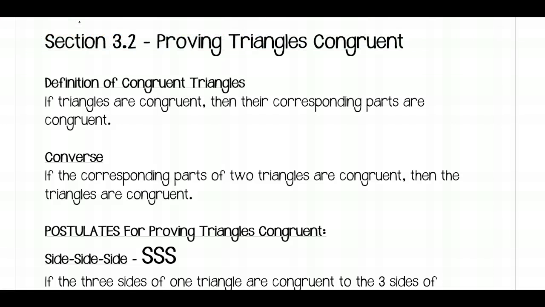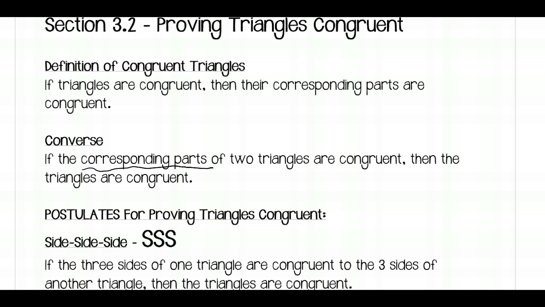Now the converse of that would say if the corresponding parts of 2 triangles are congruent, so the corresponding parts being the 3 sides and the 3 pairs of angles are congruent, then the triangles are congruent. So we talked a little bit in class how this would imply that in order to get the triangles congruent, you would need to get all 3 pair of sides and all 3 pair of angles congruent first. And that's a lot of information. That would be 6 pieces of information for every proof that you needed to prove triangles congruent.